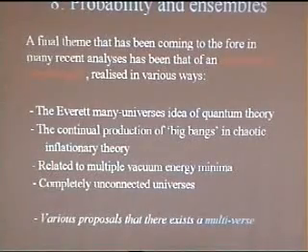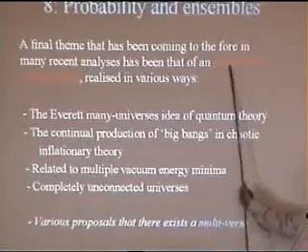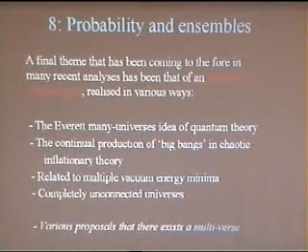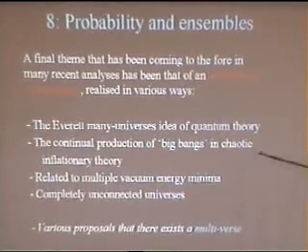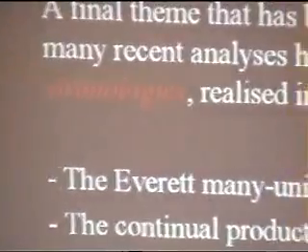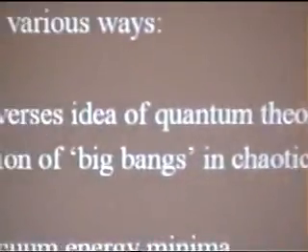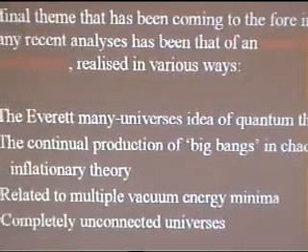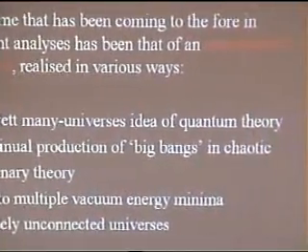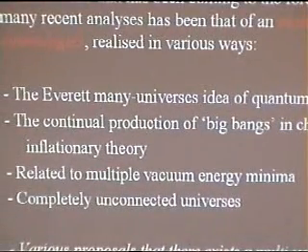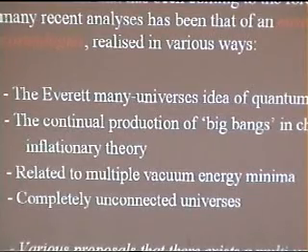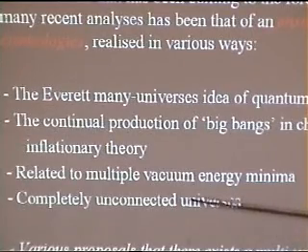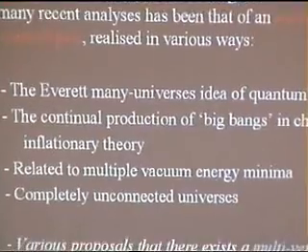And a final theme that has been coming to the fore in many recent analyses has been the idea that there is an ensemble of cosmologies out there, that ours is not the only universe. And so there's the idea, for instance, it could occur through quantum theory, through what is called the Everett-Wheeler interpretation of quantum theory, where space-time keeps on dividing into more and more universes, or at least that's one way of saying it. You may have read David Deutsch's book about this. There might be a continual production of big bangs in chaotic inflationary theory. And in chaotic inflationary theory, new big bang domains are starting all the time, and they keep on multiplying. And so you could say in some ways that's a multiverse. It could be related to multiple vacuum energy minima, which then condense out in different places in different ways. Or they could be completely unconnected universes, and all of these are being suggested at the present time.